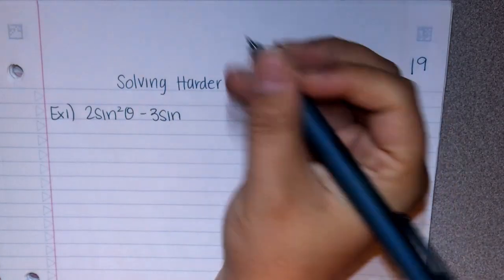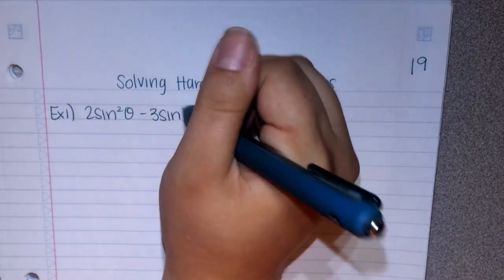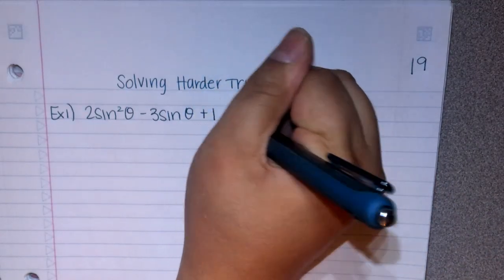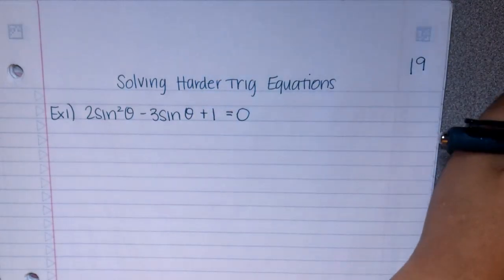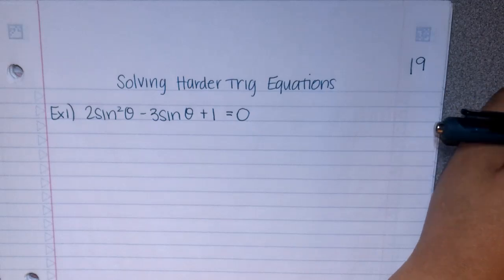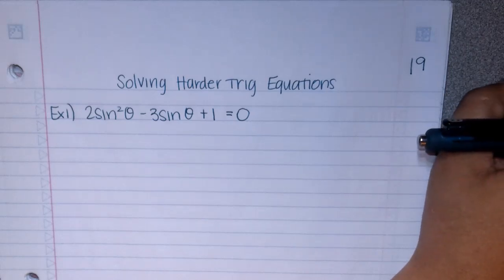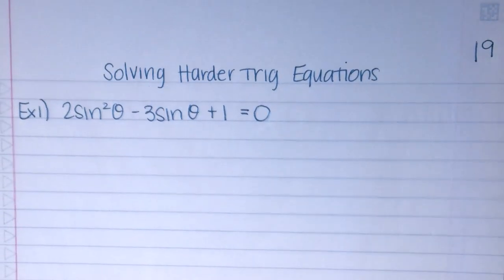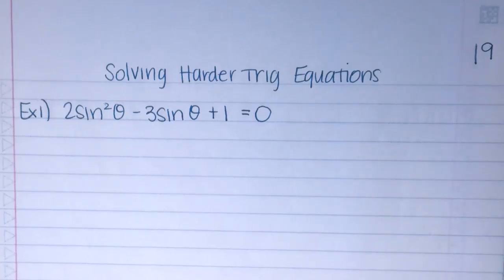All right, example 1 is 2 sine squared theta minus 3 sine of theta plus 1 equals 0. Oh, I get it.